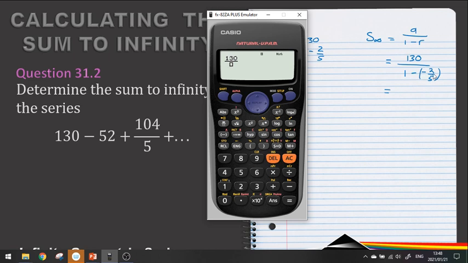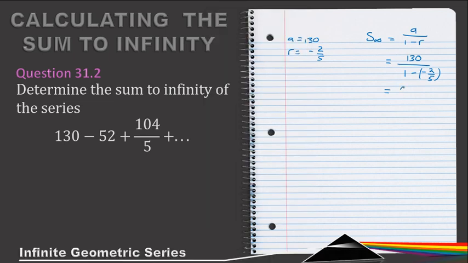And I can type it in just like this, but I know that a negative and negative just gives me a positive, so I'm just going to type 1 plus 2 over 5. And that gives me 650 over 7.